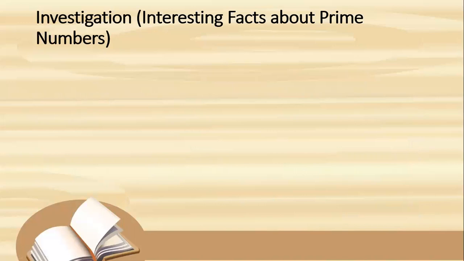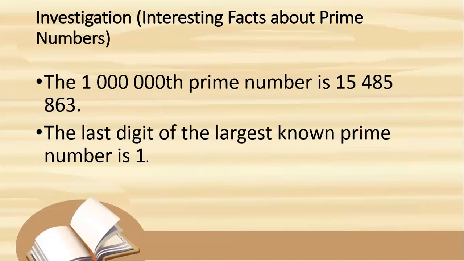Interesting facts about prime numbers. The 1 millionth prime number is 15,485,863. The last digit of the largest ever known prime number is 1.